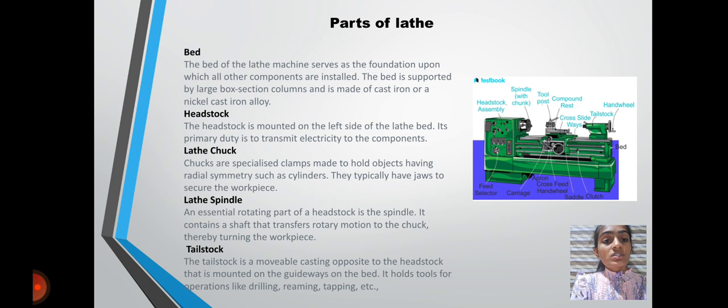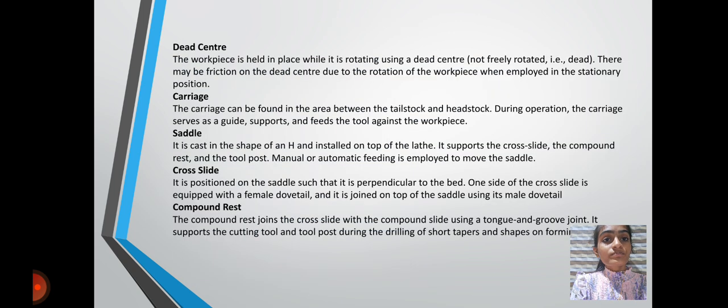Tailstock. The tailstock is a movable casting opposite to the headstock that is mounted on the guideways on the bed. It holds tools for operations like drilling, reaming, tapping, etc. Next, dead center. The workpiece is held in place while it is rotating using a dead center, not freely rotated, that is dead. There may be friction on the dead center due to the rotation of the workpiece when employed in the stationary position.